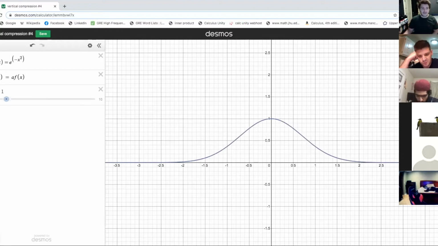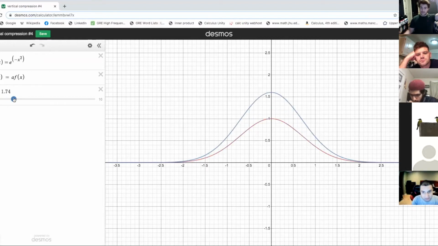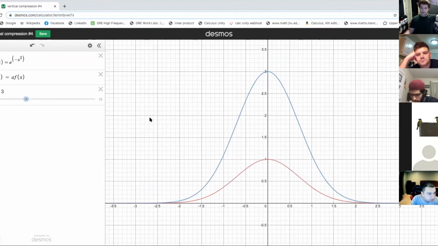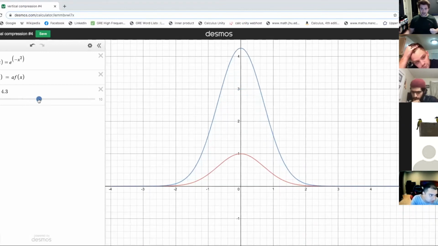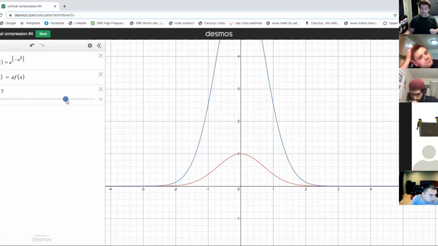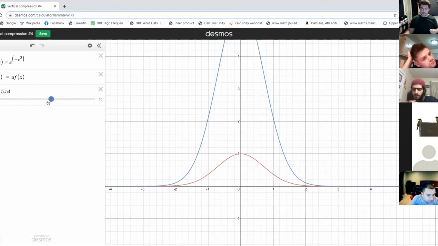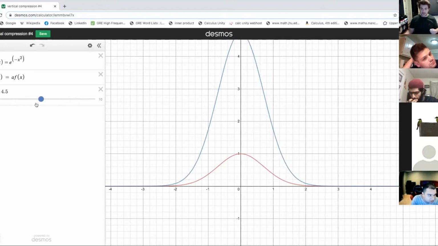Now, I have g of x defined to be a times f of x. And with this slider, I can manipulate g in real time. So if I make a big, it's going to stretch the graph as such. You can see in real time, as I make a bigger, it is stretching it vertically. So that's kind of cool.